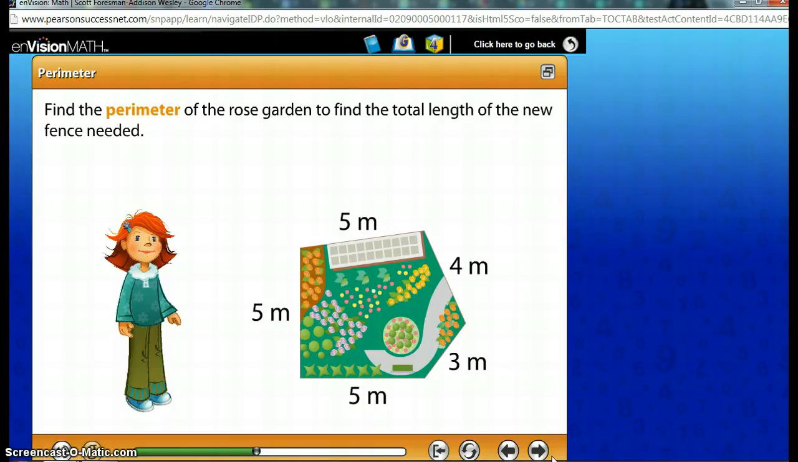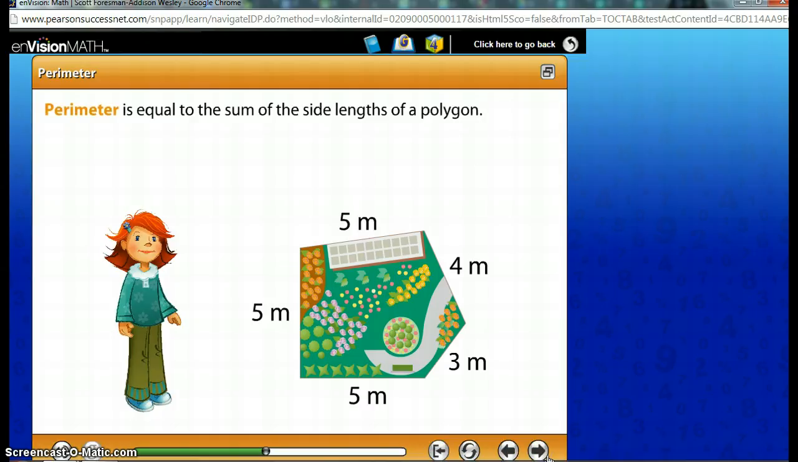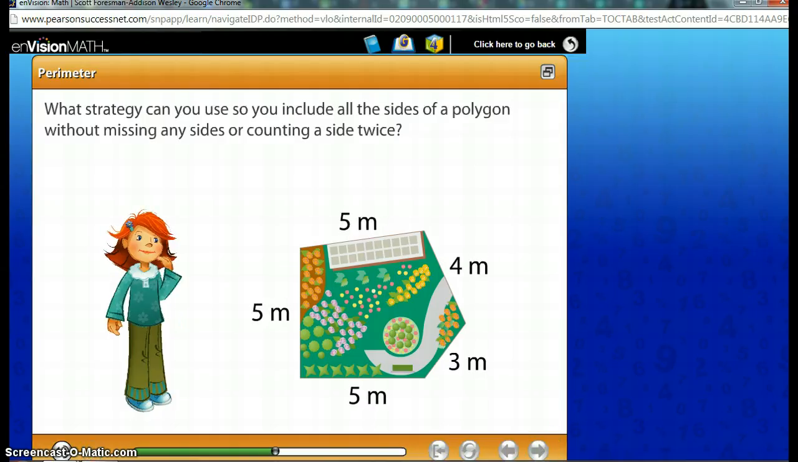Okay, so once again to find the perimeter, we're just going to add up the sides here. I see 3 5s though, so a real quick way to do that would be to think in your head, 5 times 3 is 15, and then add on 4 plus 3 is 7, so what's 15 plus 7? 22 meters. Perimeter is equal to the sum of the side lengths of a polygon.